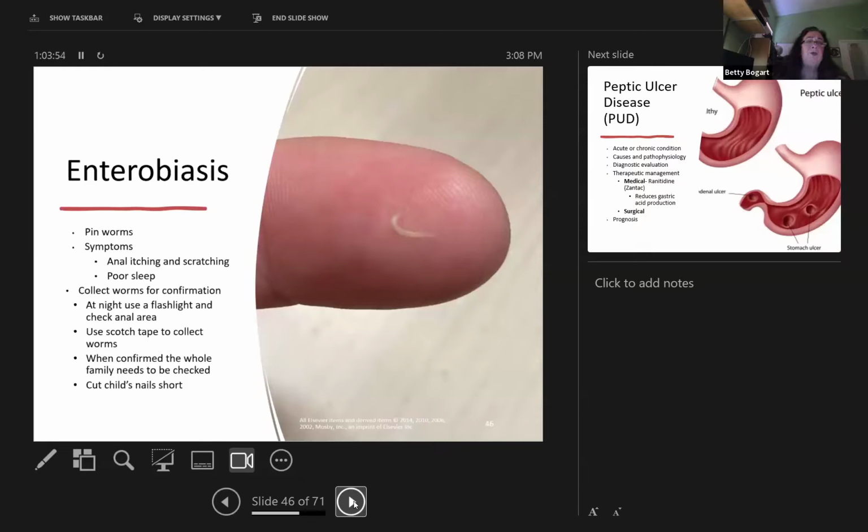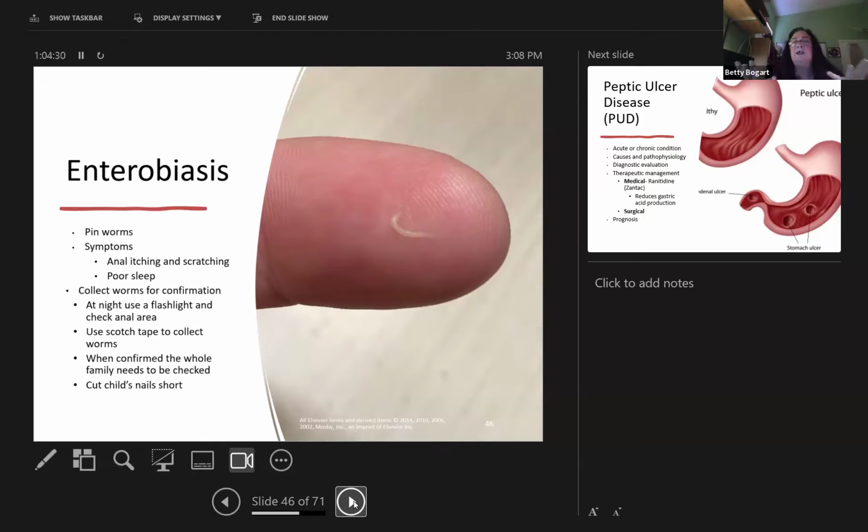Now, enterobiasis. This is worms, pinworms. There's roundworms, there's pinworms, and these are usually due to children outside playing in the dirt. Their nails are too long, dirt gets underneath, and what do children do? They put their hands in their mouth, they eat the eggs, they swallow them, and they come out the rectum. And it's intense rectal itching and scratching, mostly at night. So they're not sleeping well at night.